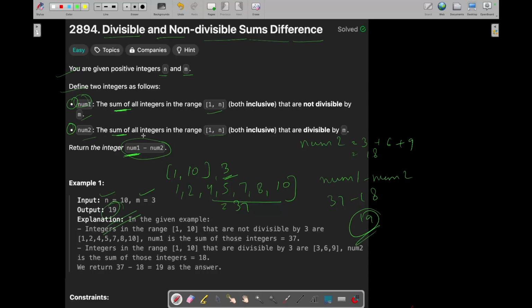Cool. So in this question, you have been given two integers n and m, and you need to find out num1 and num2 and return their difference. So doesn't it look quite simple? Like you can just simply iterate from 1 to n and find out whether that integer is divisible by m or not. If yes, then consider it in num2. If no, then consider it in num1. And finally, by the end of this loop, return num1 minus num2.